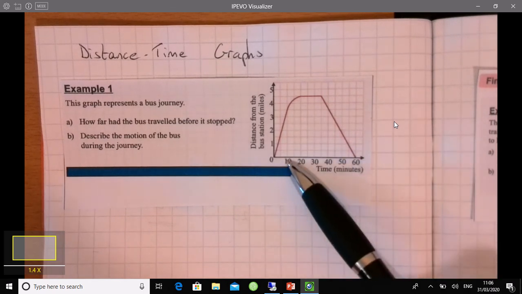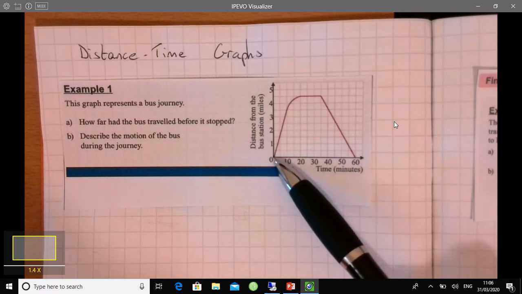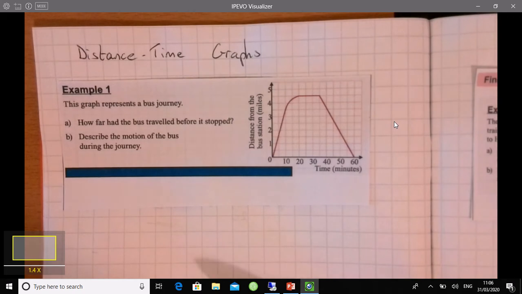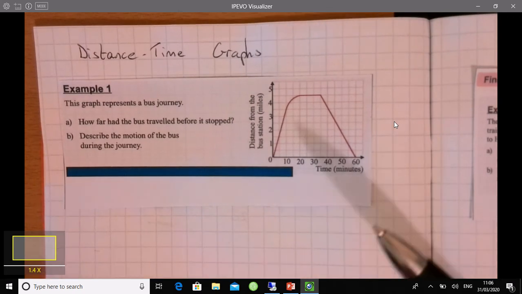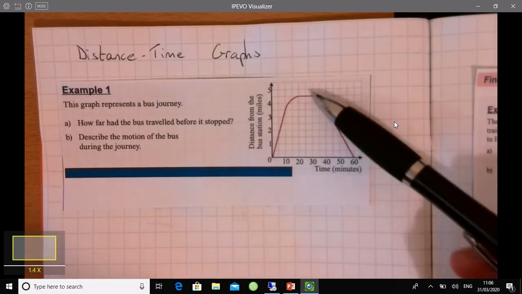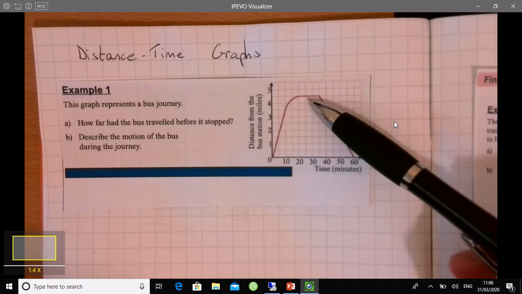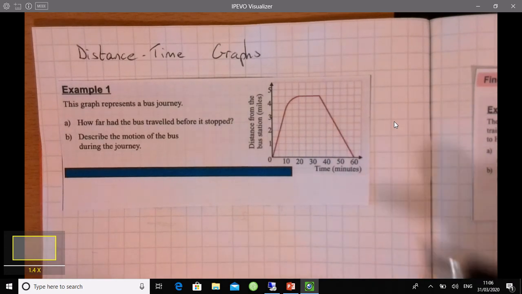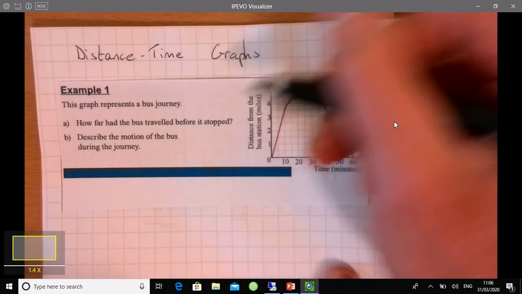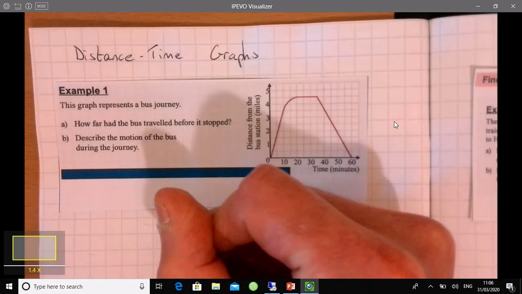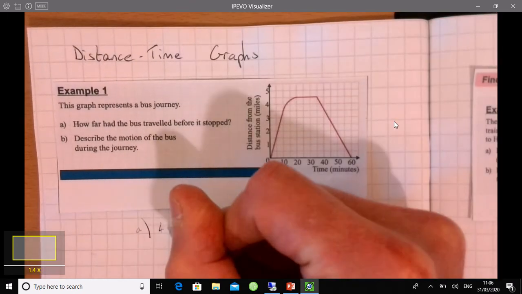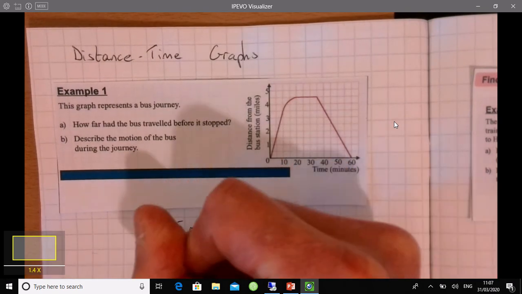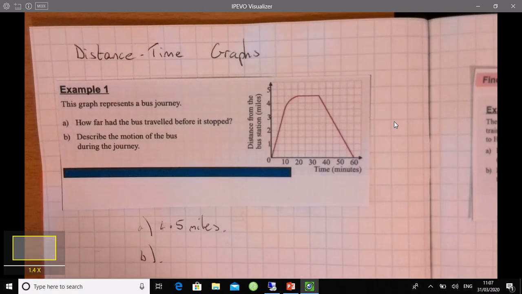Coming across, look, that's a constant scale again. Each one of these squares would be 5 minutes. So it'd be like half a mile going up, and then 5 minutes, 5 minutes, 5 minutes. Okay, coming across. So how far did the bus travel before it stopped? Well, this is where it stopped, just at this point. And so that's 4.5 miles. Okay, so let me make a note of that for you there. So A was 4.5 miles. And like I said, with all of these, just try and work through them at the same time.